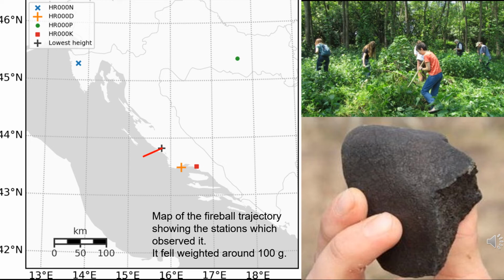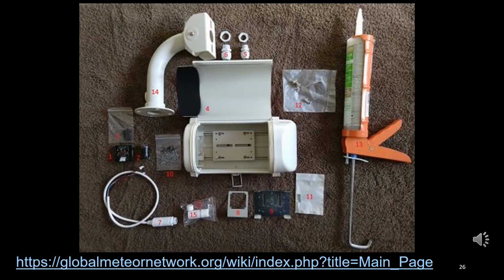We examine a bright fireball lasting 6.2 seconds observed above southern Croatia. The meteorite that fell weighed around 100 grams. When we calculate the location of meteorite fall, students and teachers can participate in the search and hopefully recover it. Students can build their own camera system. Instructions are available at the website.